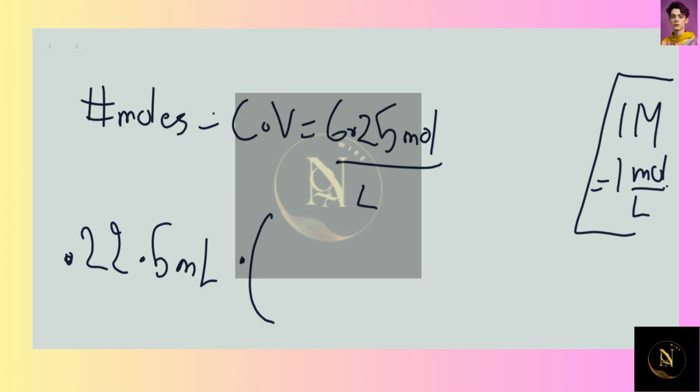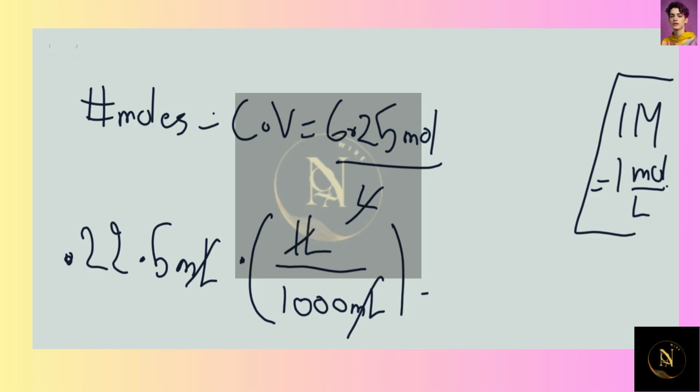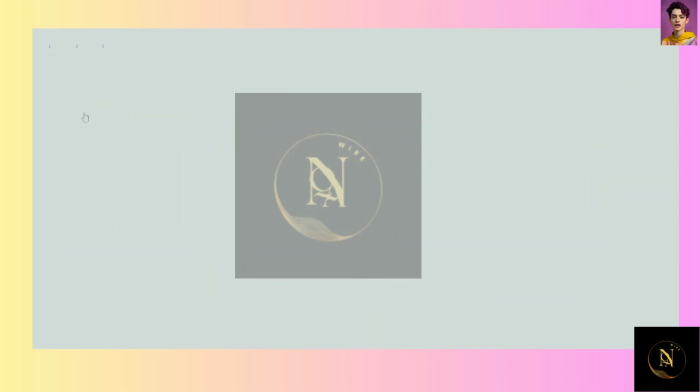It's as if I'm multiplying by 1. Here I want to cancel the liter in the denominator, so I put 1 liter in the numerator. And I know that 1 liter is equivalent to 1000 milliliters. This cancels out with this, and this cancels out with this. And what I end up having for the number of moles is 0.140625 moles.